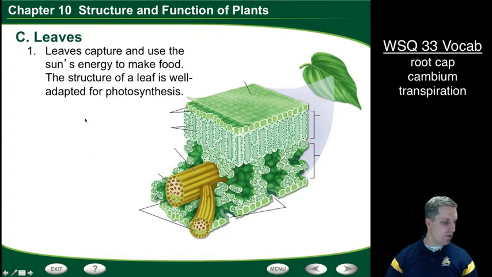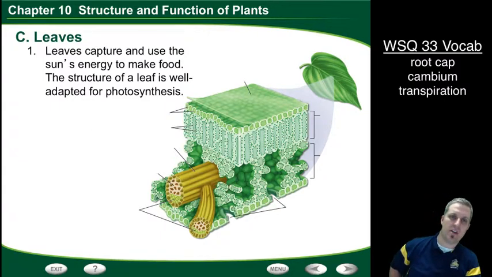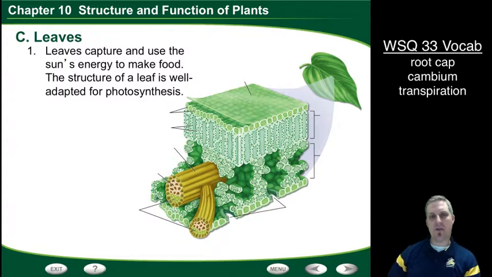The last organ we're going to talk about is the leaves. So we have the roots, the stems, and we come to the leaves. The leaves' main purpose is to capture and use the sun's energy, of course we know, through the process of photosynthesis. So capture and use the sun's energy to make food. That is the big thing. And the process that it's going to use is photosynthesis.